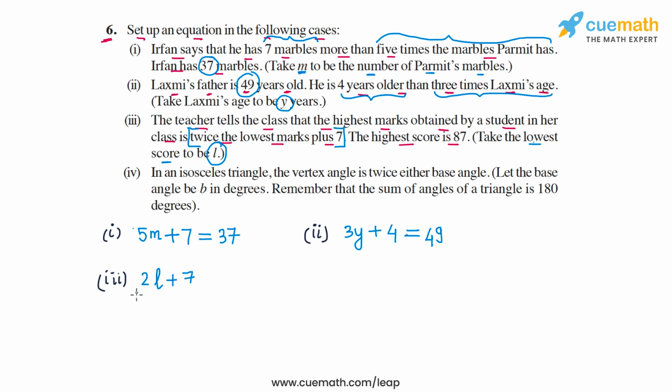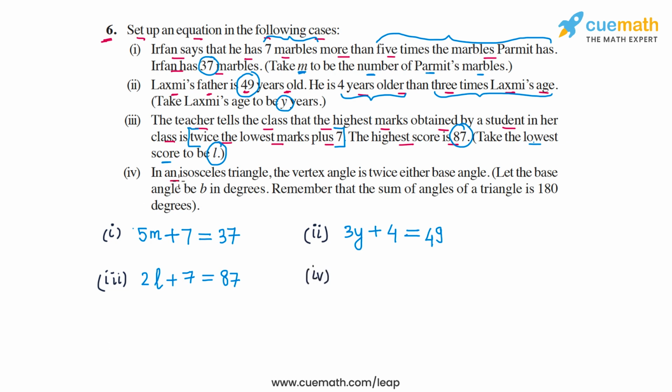So this is the highest marks in terms of L, and we are told that the highest score is 87. So 2L plus 7 should be equal to 87. This is the equation for part 3. And finally, let's do the equation for part 4.